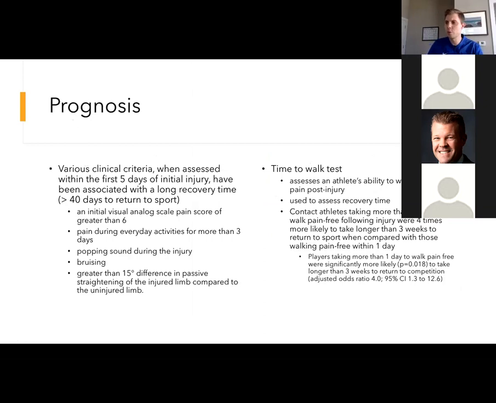Various clinical criteria when assessed within the first 5 days of initial injury have been associated with a long recovery time to sport, greater than 40 days. These are all things that anybody could do at a high school level or amateur athlete level, just to cue in and teach your patients when they could expect to potentially go back to their sport. An initial visual analog scale pain of greater than 6 cues you in that it might be greater than 40 days, pain during everyday activities for more than 3 days, a popping sound at the time of injury, any bruising, or greater than 15 degrees difference in passive straightening of the injured limb compared to the uninjured limb. That would be in a straight leg raise test.